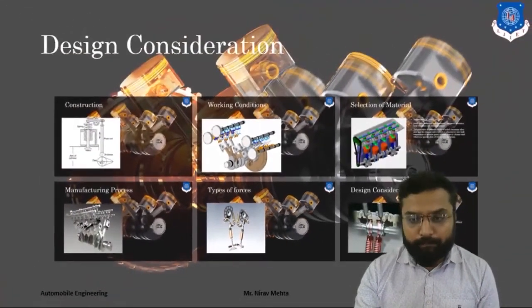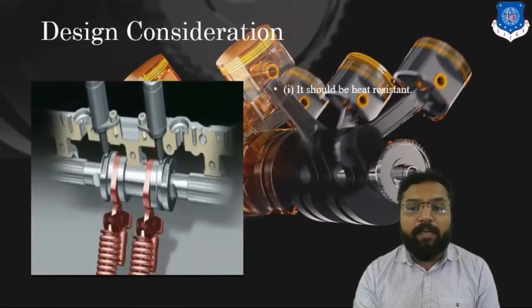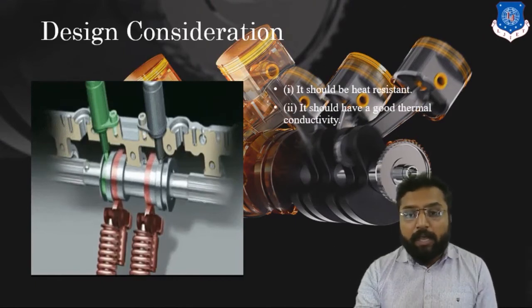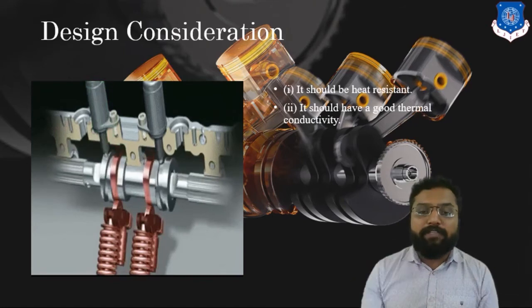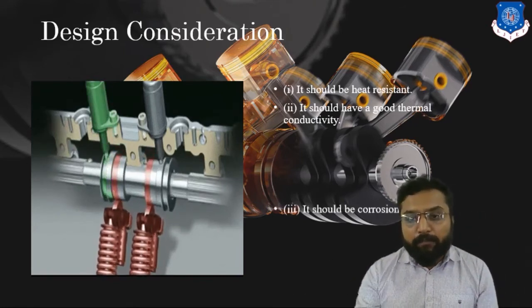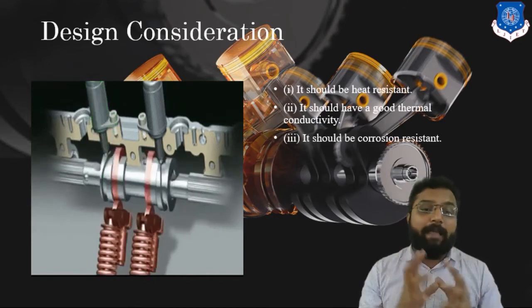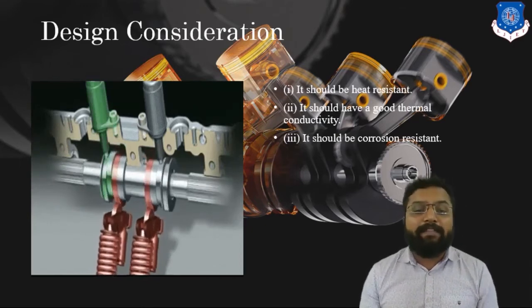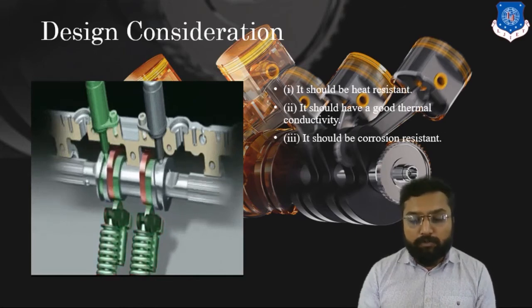Clear? So for designing this valve gear mechanism, what do we have to consider? We have to consider that it should have a sufficient amount of heat resistance. Clear? It should have good thermal conductivity. So first of all, we have to design for a sufficient heat resistance capability, then thermal conductivity. It should have corrosion resistance also, because it comes into contact with the chemical composition of the fuel. The fuel tries to make a chemical reaction with our material, so ultimately it should have corrosion resistance.